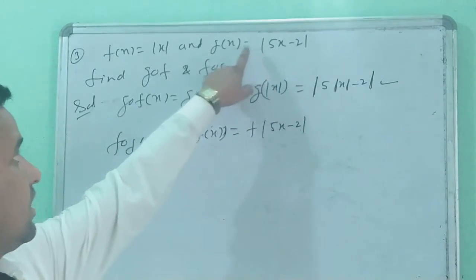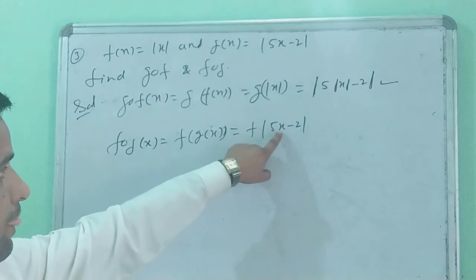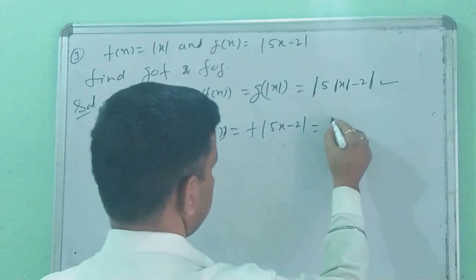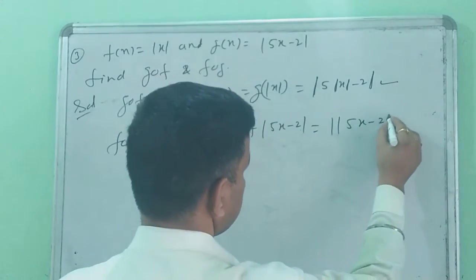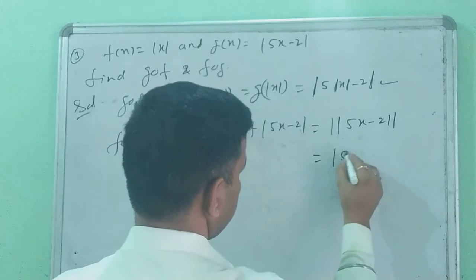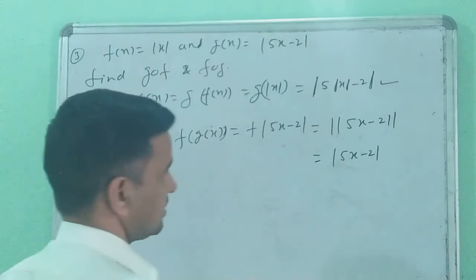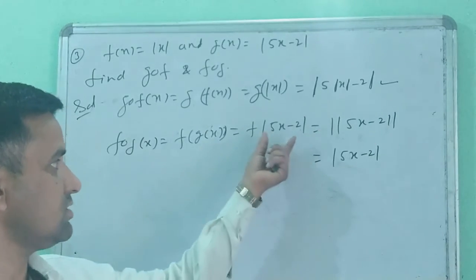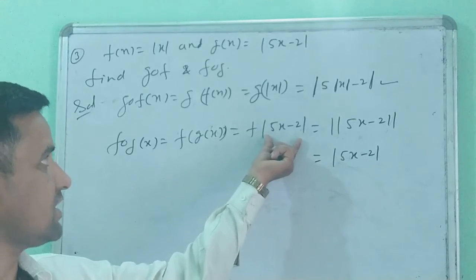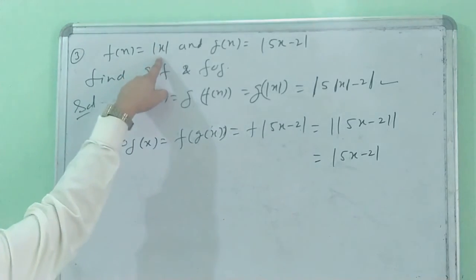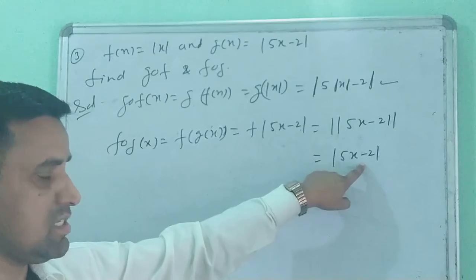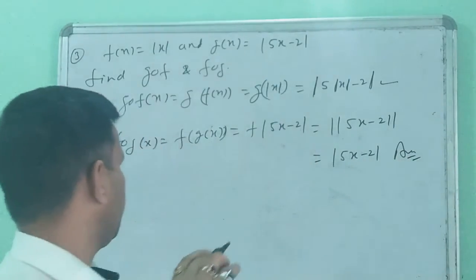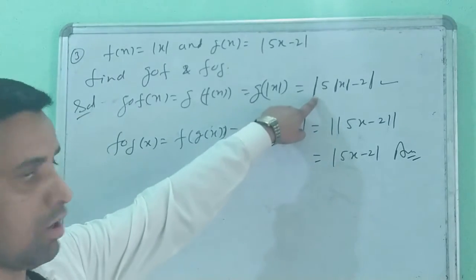Then what is the value of f(x)? This is mod x. So you can write here double mod 5x minus 2. Then you can write a single mod, it does not matter, double and single mod are the same. You can write it converting to a single mod. So 5x minus 2 has the double mod, because one mod is already in the form of f(x). So this is your answer of fog, and this is the answer of your gof.